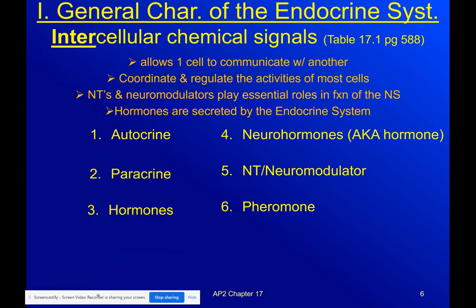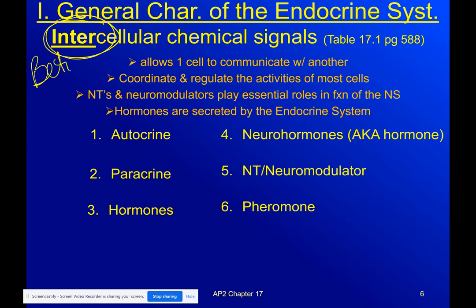So let's talk about the different kinds of signals, okay? These are intercellular chemical signals. What does inter mean? Remember, I've always told you guys, if you can learn prefixes and suffixes, it helps you to understand the words and you can cheat. So inter means between, okay? So between the cells, chemical signals, intercellular. It allows one cell to communicate with another. It coordinates and regulates the activities of most of the cells in the body. Neurotransmitters and neuromodulators play really essential roles in the function of the nervous system. And hormones, like I said before, are secreted by the endocrine system.